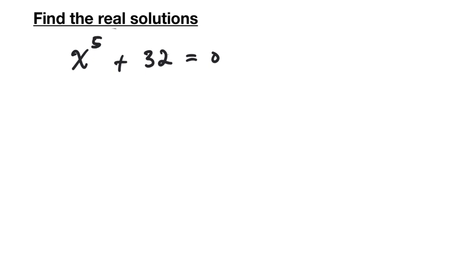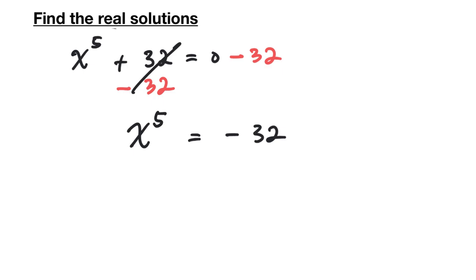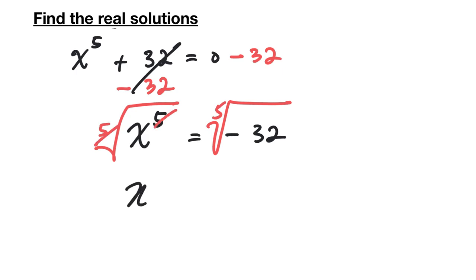Here's another example. The very first thing I'm going to do with this is to subtract 32 on both sides. Therefore, this is going to be cancelled out. What is left here is only x^5 is equal to negative 32. Now I'm going to raise both sides to the fifth root. This will be cancelling out, and what is left is just going to be x in here, and it's going to be the fifth root of negative 32.